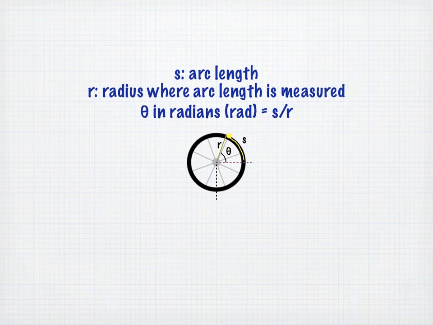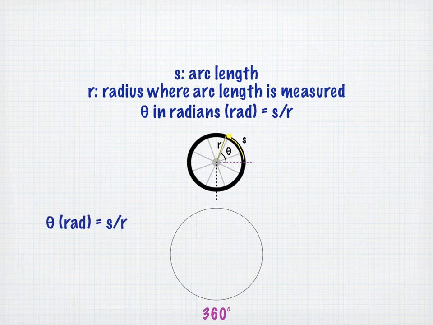Radians might be a new idea. We're more familiar with degrees when we're talking about angles, so let's relate radians to degrees. We know that a circle has 360 degrees, but how many radians are in a circle? Theta in radians is given by the arc length divided by the radius, so we'll draw the radius and the arc length of this circle.